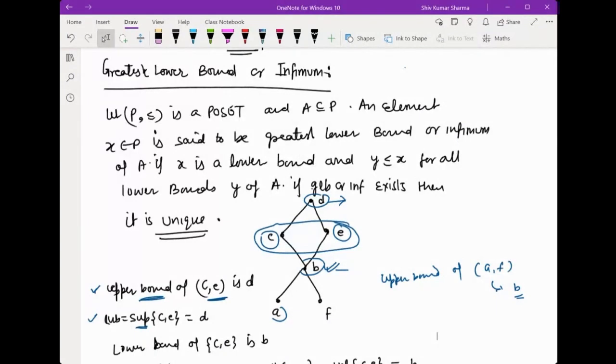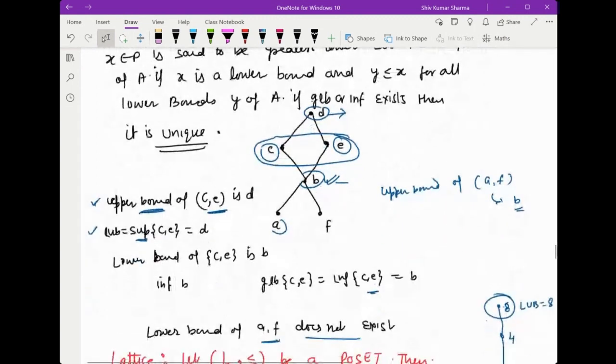And now we talk about the lower bound of CE. So what is the lower bound of the CE? So that means this is the least value. So this is the lower bound of CE, and same as for greatest lower bound, the infimum value for this set, that means C and E, is also B. Because the least upper bound and greatest lower bound are in the form of uniqueness. That means unique, not taken 2 or 3. So we write as the infimum value, that means greatest lower bound of C and E is also B.